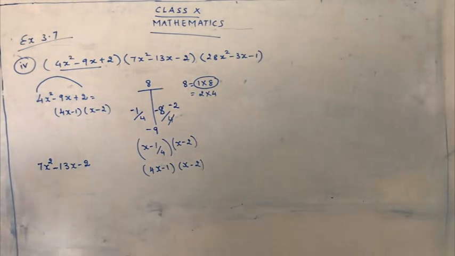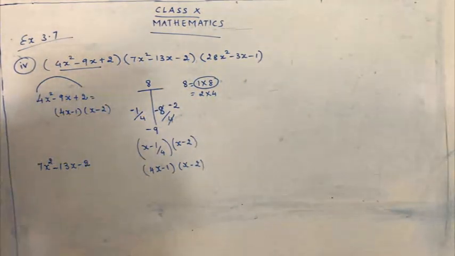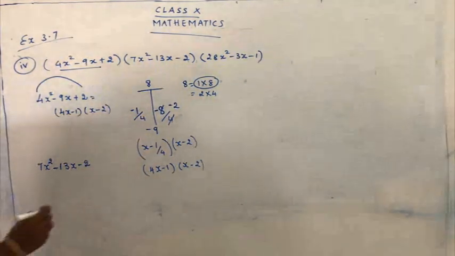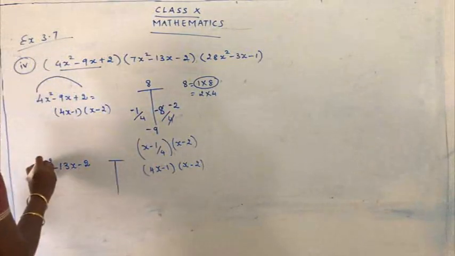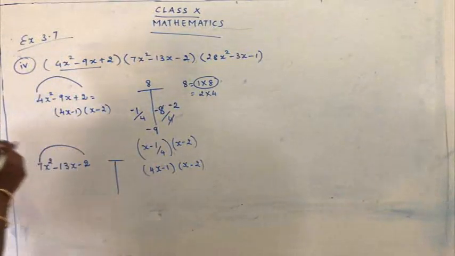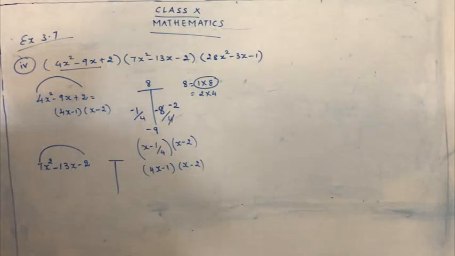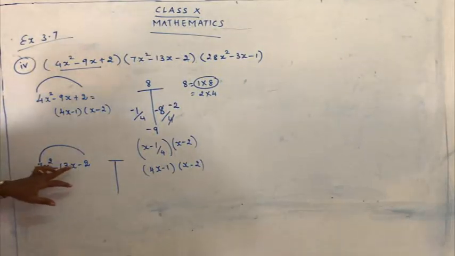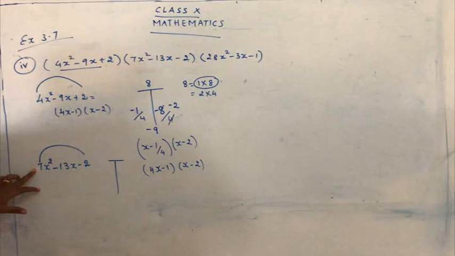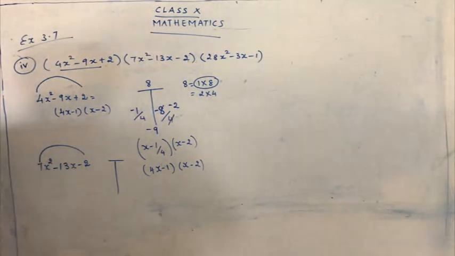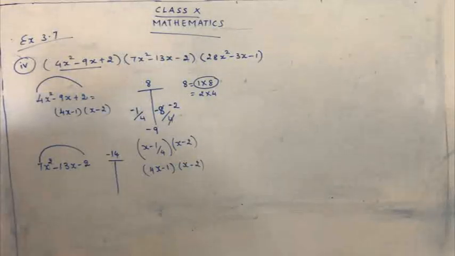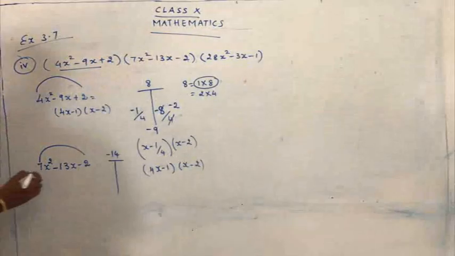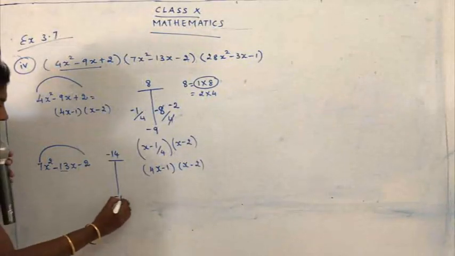Okay, so have you started with the T method? Okay, let's see the steps. So I'll just draw a T method over here, okay? What do you get when you multiply the coefficient of the first term and the constant term? Here we have 7, here it's minus 2. So when I multiply 7 and minus 2, I get the answer as minus 14. And what is the coefficient of the middle term? Yes, it's minus 13. So right here minus 13.